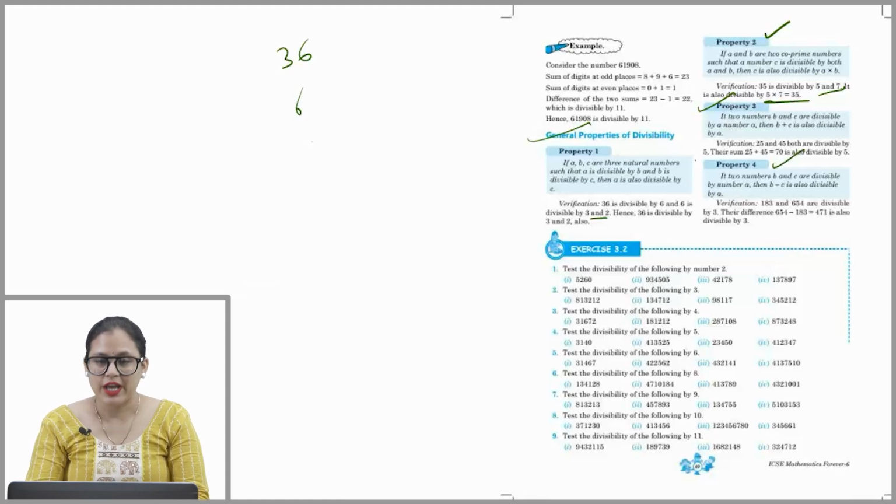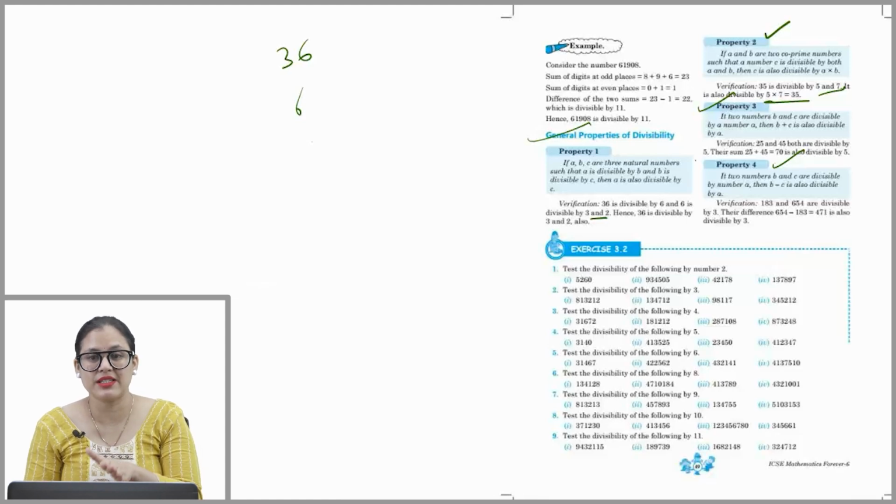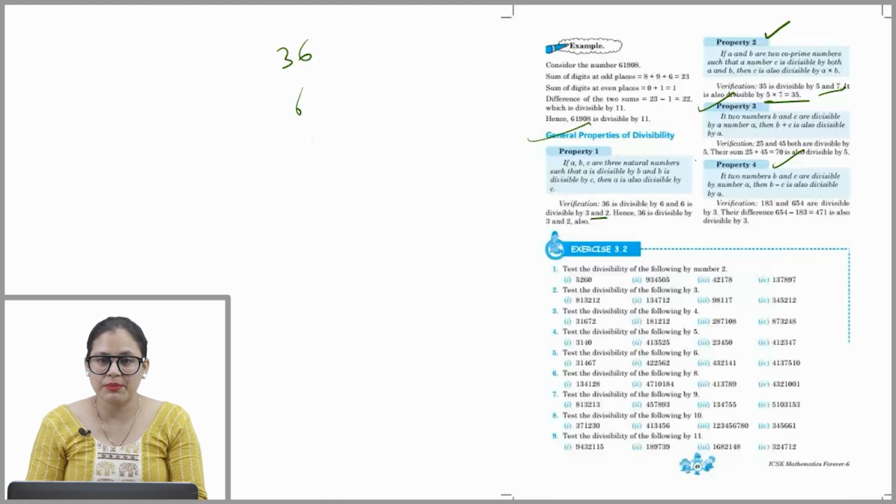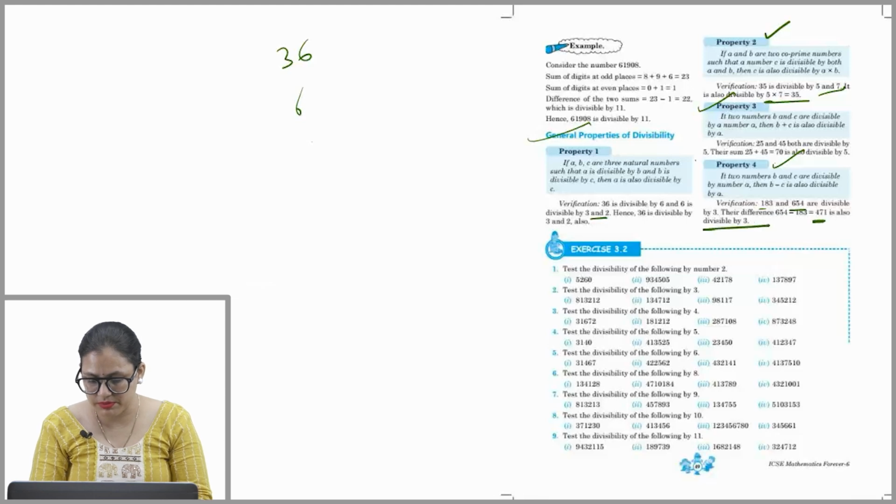And property 4, if two numbers B and C are divisible by a number A, then B minus C is also divisible by A. For example, 183 and 654, these are divisible by 3, and their difference 471 is also divisible by 3.